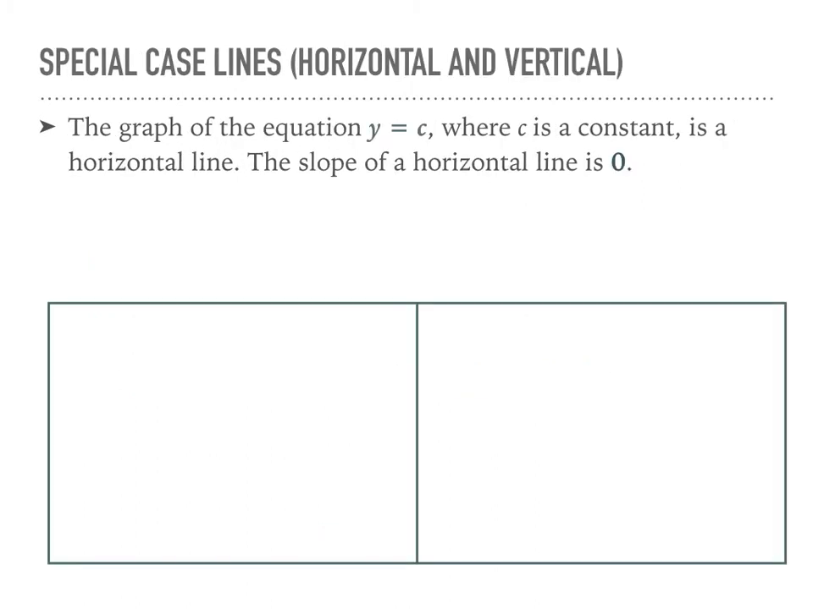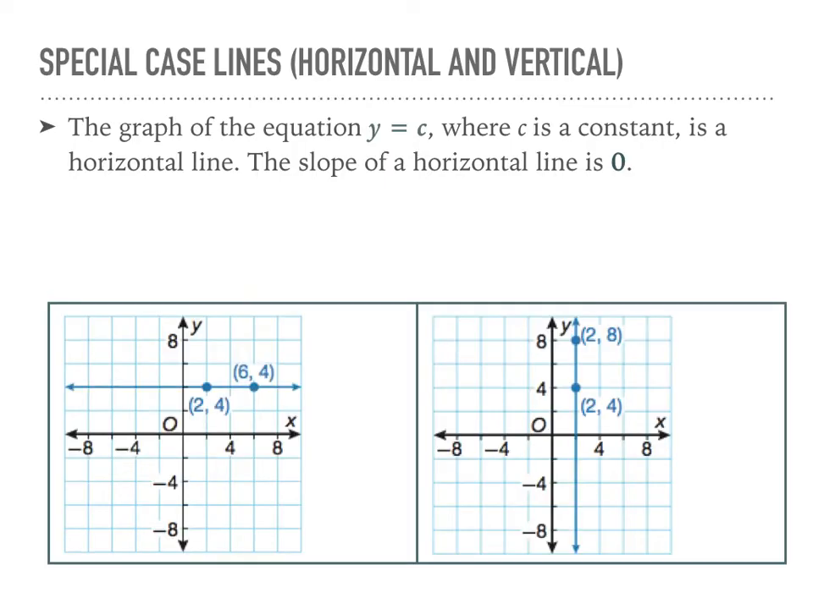Now we have special case lines, which are horizontal and vertical, and we are interested in the slopes of these lines. The slope of a horizontal line is 0, and we're going to show that with the line on the left. Because if you look at those 2 points, the rise between them is 0 and the run is 4. Therefore, 0 divided by 4 equals 0. The slope of a horizontal line is 0.